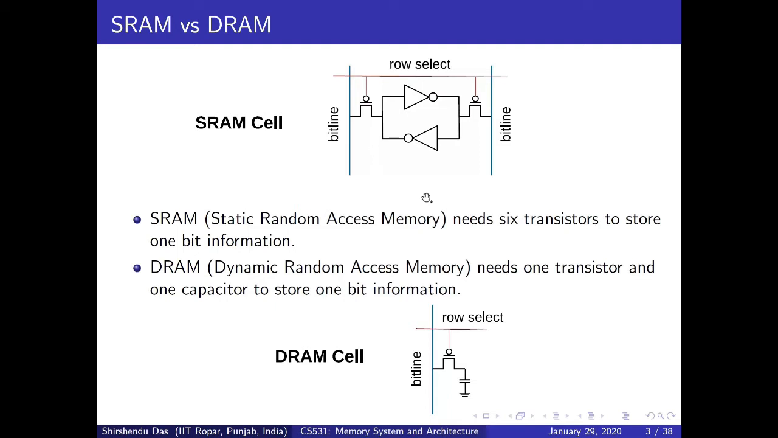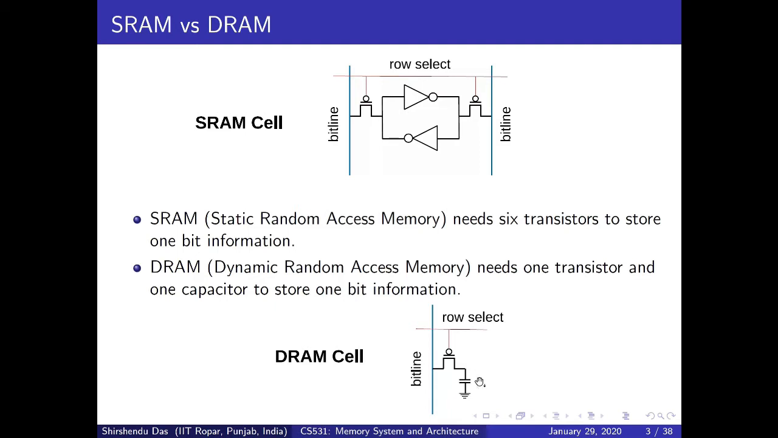But if you see the DRAM cell, here there is a capacitor, and there is only one transistor. In DRAM, information is stored in the form of charge in the capacitor. If the capacitor is fully charged, that means it is binary 1, and if the capacitor is not charged, this is binary 0.